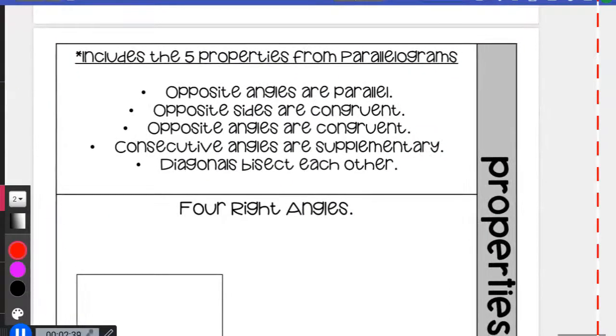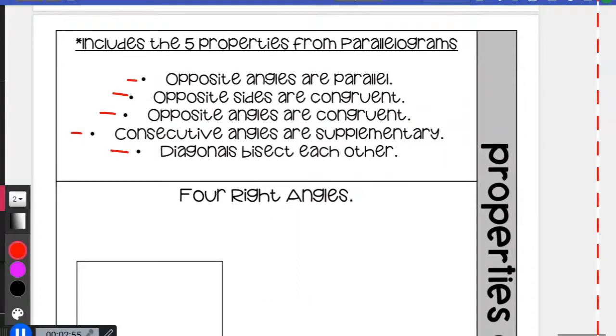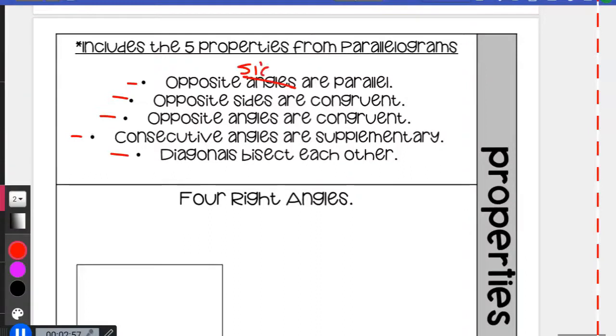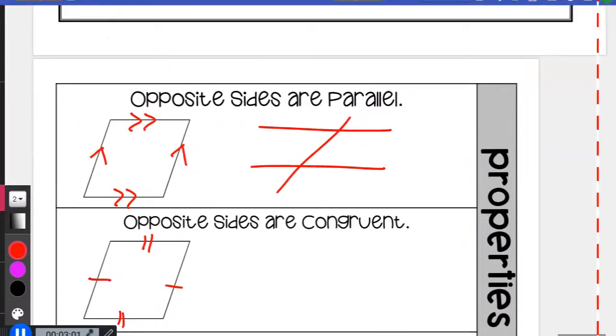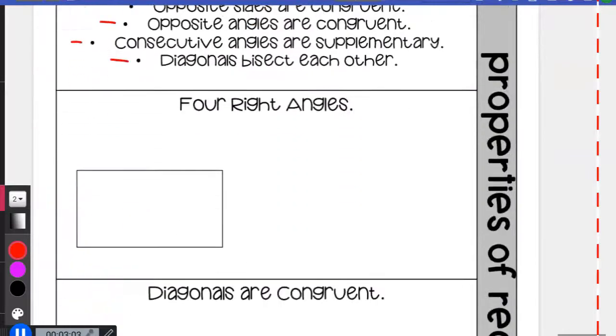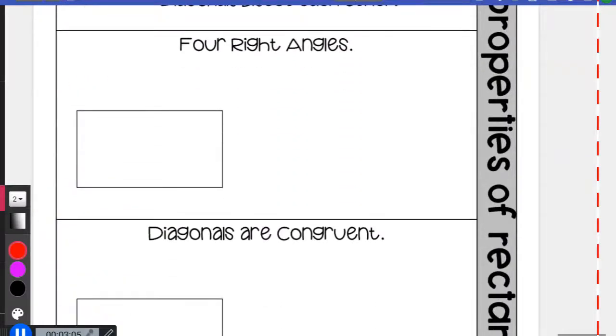Now rectangles are parallelograms. They're just a little bit more special. So we've got the 5 things from the first page. Those apply here. Opposite sides are congruent. Things like that. Those all apply. This should say opposite sides are parallel. And we have some other things. We have 4 right angles.